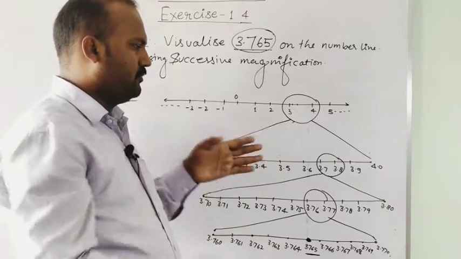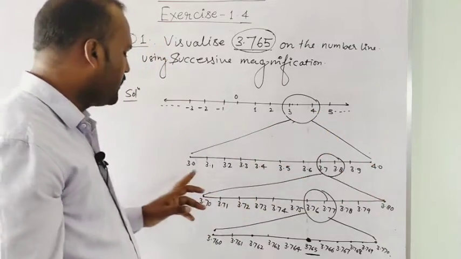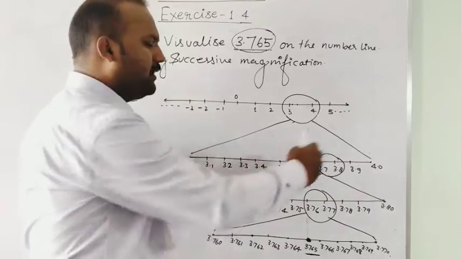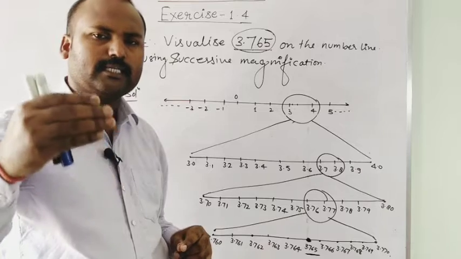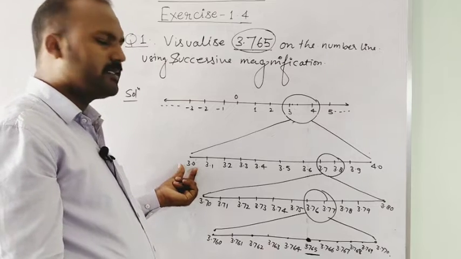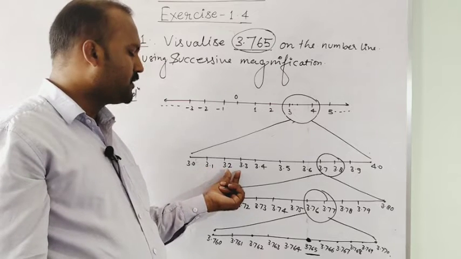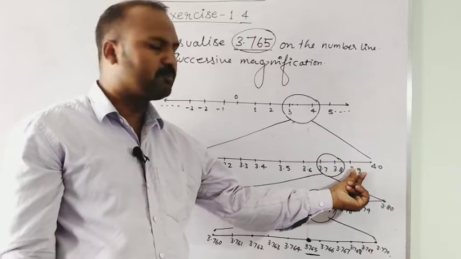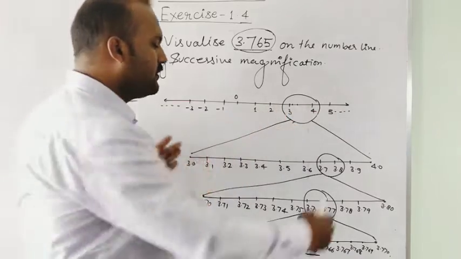To magnify 3 to 4, you have to draw another number line. Right here 3 and right here 4, and divide this number line into 10 equal parts. After 3, which you can write as 3.0, this will be 3.1, 3.2, 3.3, 3.4, 3.5, 3.6, 3.7, 3.8, 3.9 and the last is 4.0. After magnifying you will get this.